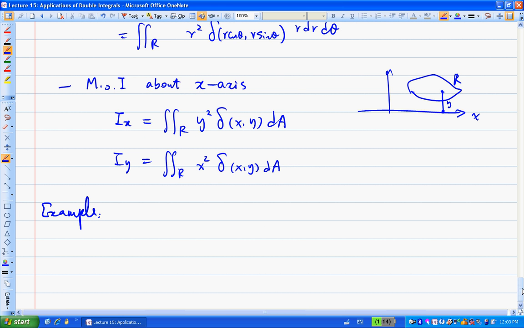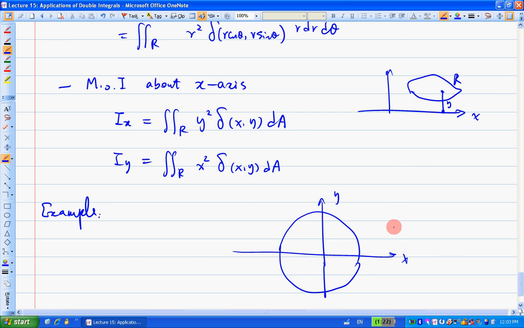We'll mainly look at examples of the last application, basically calculating the moment of inertia. Okay, so first example, I'll give you a disk. Here's a disk with the radius of A. I want to find the moment of inertia of this disk with respect to the origin.